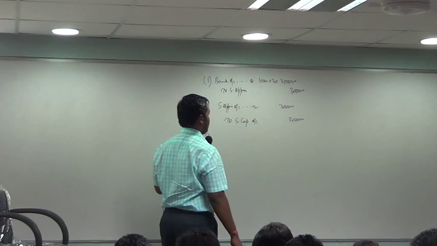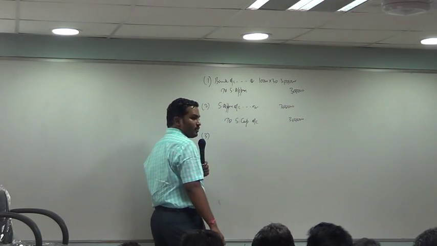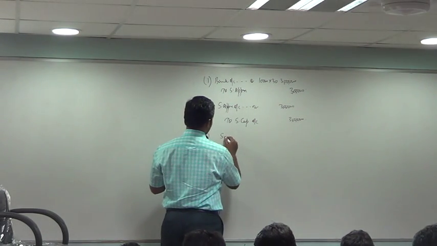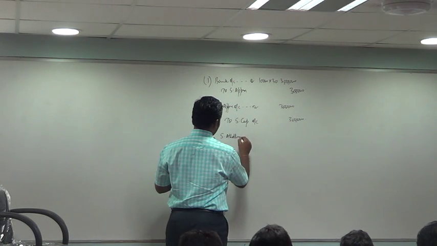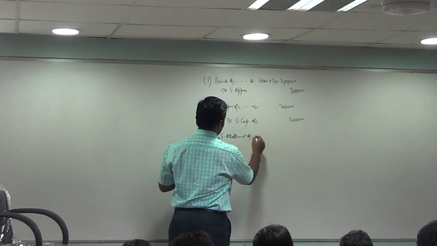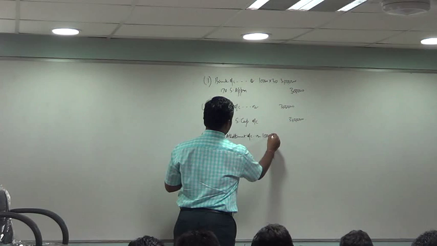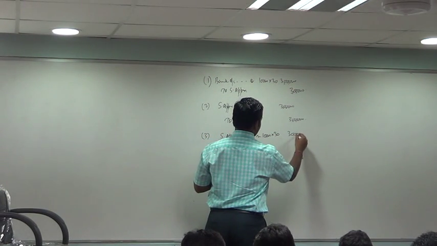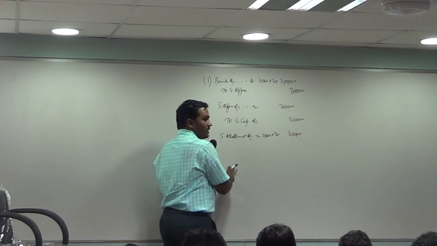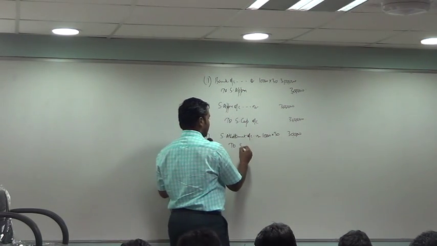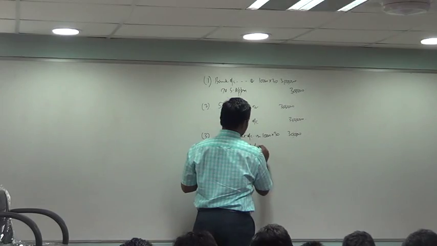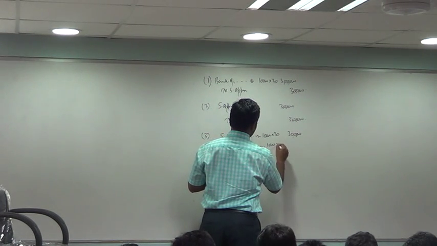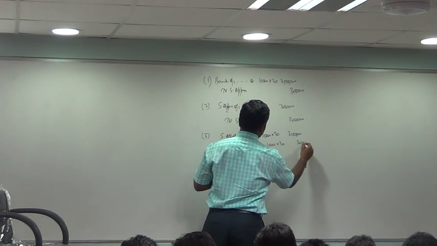Next. When allotment money is made due, share allotment account debit, how much? 10,000 into 30, 3 lakh. The amount which we are calling is towards face value, hence should be credited to share capital account, 10,000 into 30, 3 lakh.